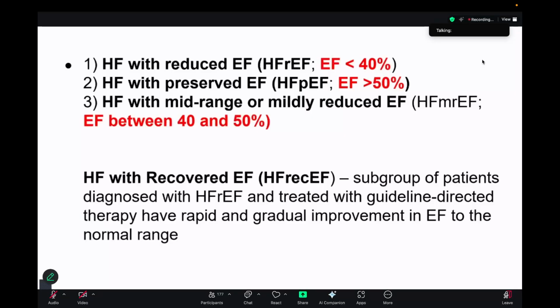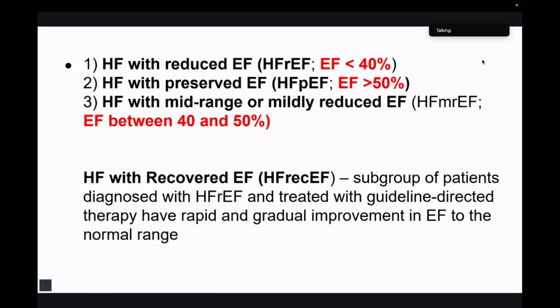Heart failure with recovered EF is a subgroup of patients diagnosed initially with HFrEF and treated with guideline-directed therapy who will have a rapid or gradual improvement in their ejection fraction to the normal range.